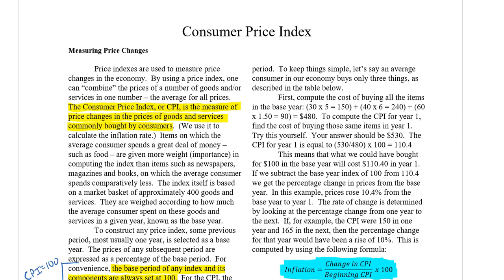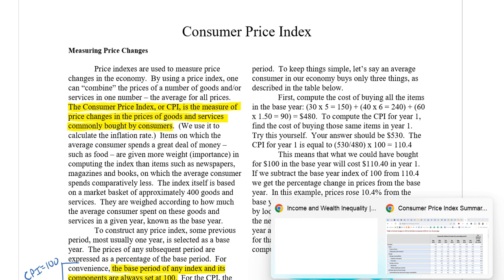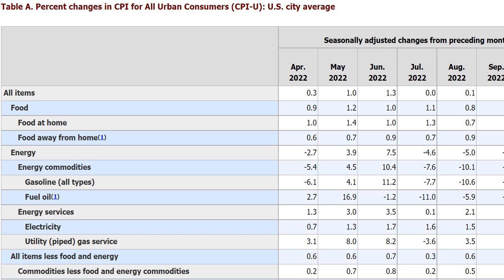I really want to just quickly define the consumer price index. This is a measure of the changes in the prices of goods and services that are commonly bought by consumers. One of the things that the United States tracks is the consumer price index for urban consumers, which is most of the people in our economy.